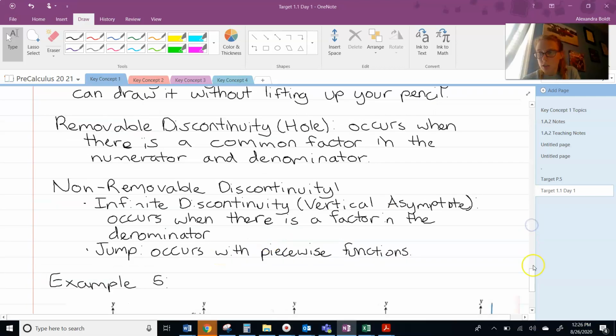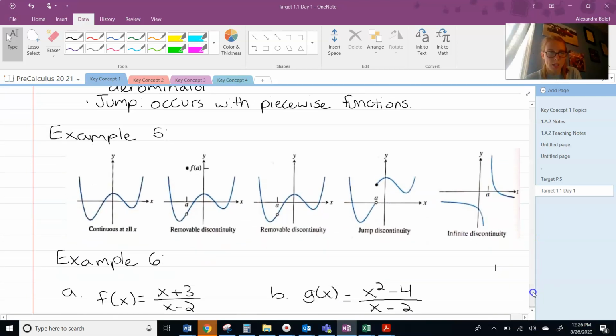Okay, so let's look at example 5. It just shows some like pictures of what these things are. So here's our first one's continuous at all x. You can see that I could draw the whole thing again without lifting up my pencil, right? Here, this is a removable discontinuity. This is like what a hole looks like. And then I have to lift it up, and then I can continue drawing. So right here is where I have to like lift up that pencil.